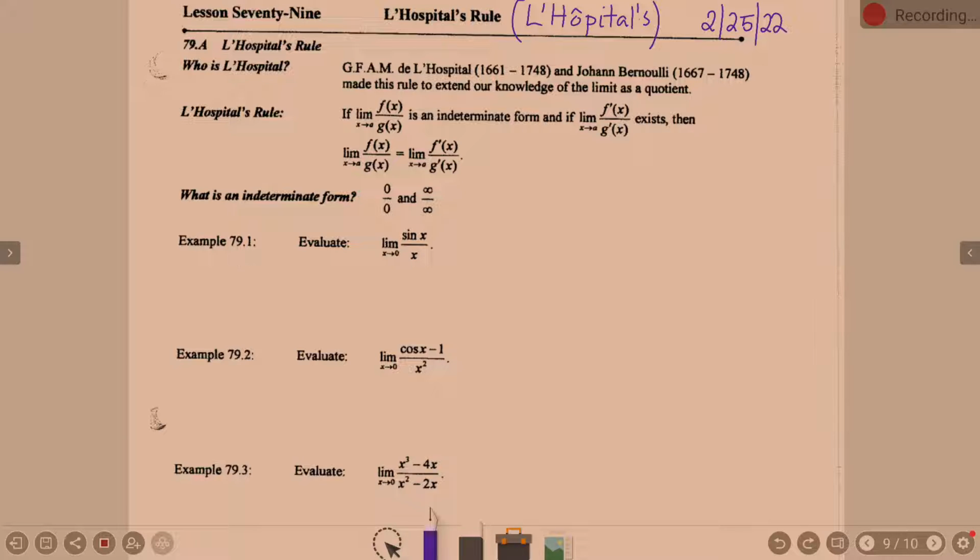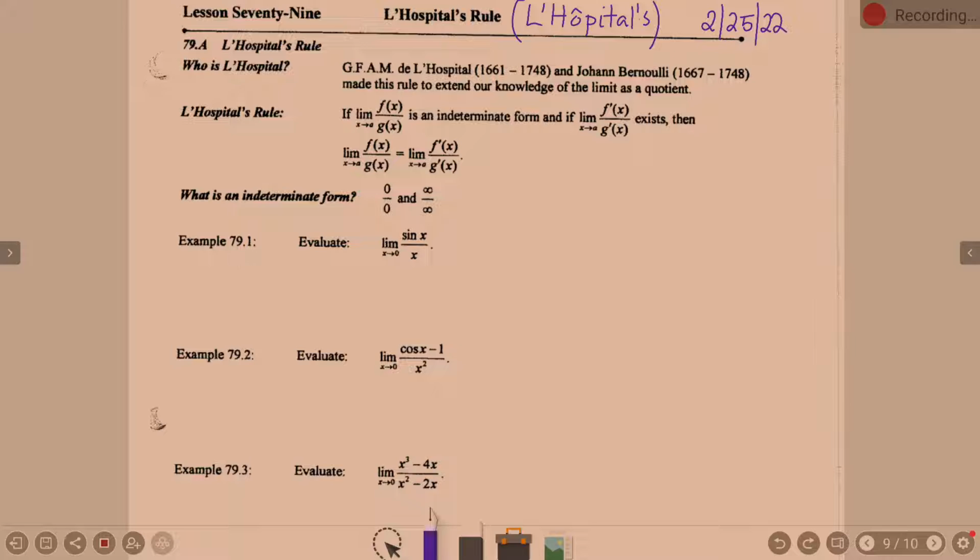Usually you hear L'Hopital's rule, based on the person. I don't remember what GFAM stands for, but as you can see, the last name. And Bernoulli made this rule to extend our knowledge of the limit as a quotient. So basically, we're looking at limits today that prior to today we would get stuck on. We could not solve them just by hand without looking at a graph. Today we're going to look at how we can solve these still by hand using L'Hopital's rule.